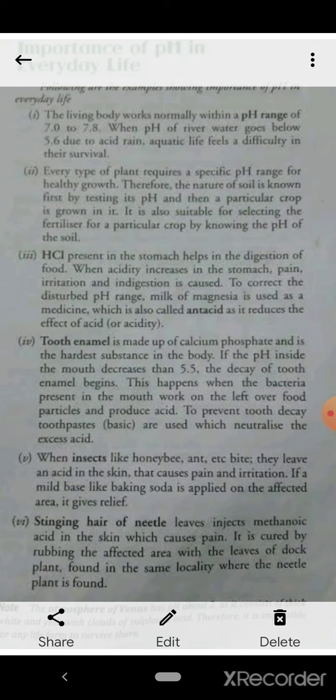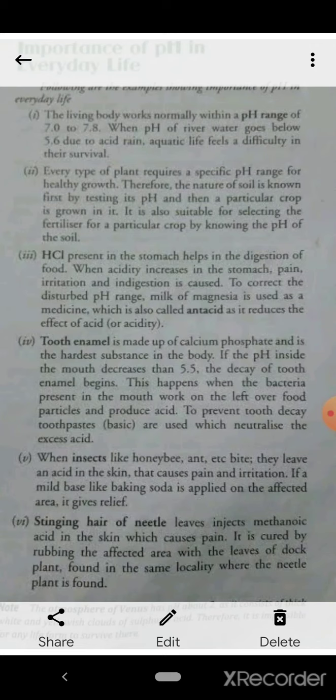Now we will see how important it is to consider pH in everyday life. Now see, the living body works normally within a pH range of 7 to 7.8. When the pH of river water goes below 5.6 due to acidic rains, aquatic life faces difficulty in survival. Every type of plant requires a specific pH range for healthy growth. Therefore, the nature of soil is known first by testing its pH and then a particular crop is grown. It is also useful for selecting the fertilizer for a particular crop by knowing the pH of the soil.